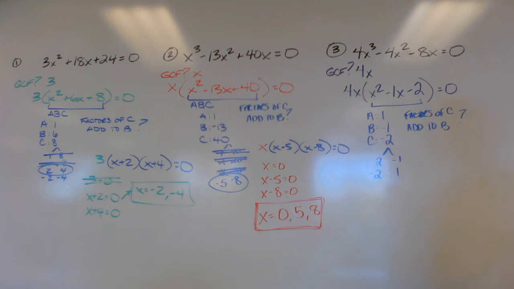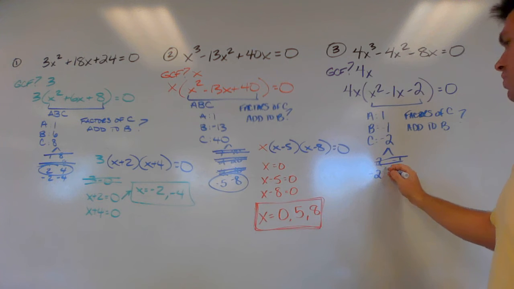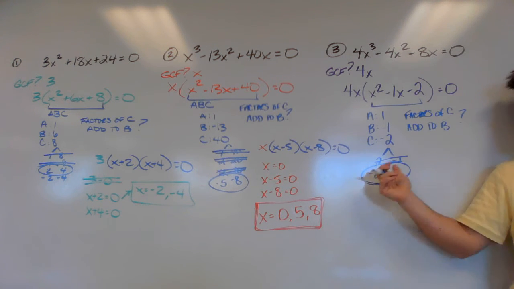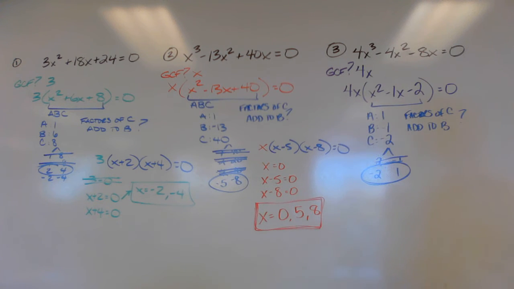2 plus negative 1 would be positive 1. Not good. We want negative 1. Negative 2 plus 1 would be negative 1 when we add them up. When we multiply it out, it'd be negative 2. It is a factor of C that add to B. So again, I'm going to go ahead and put them both in these parentheses, make it look like it's intercept form.